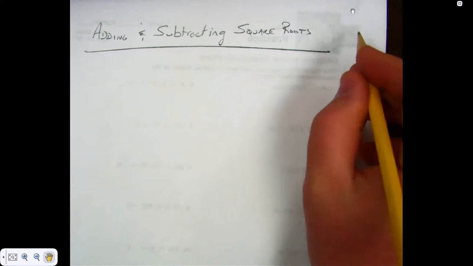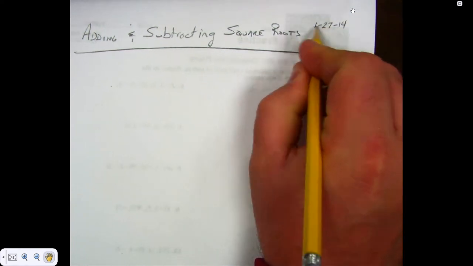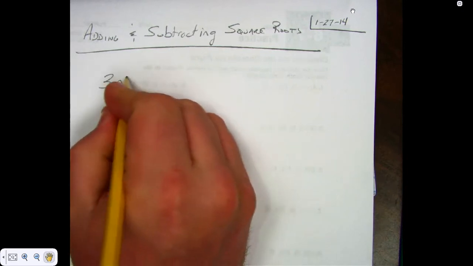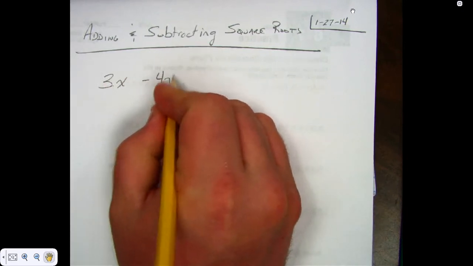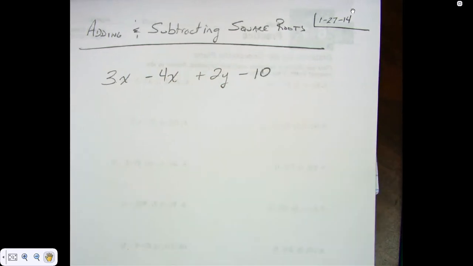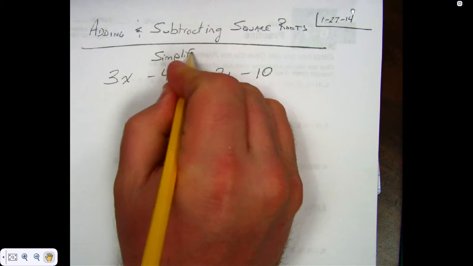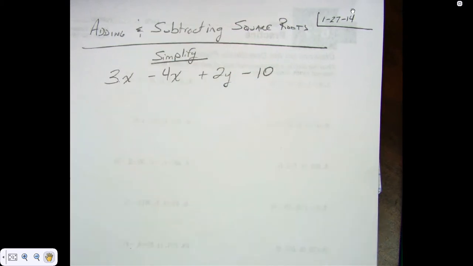All right, adding and subtracting square roots. The date, what should we put on this? 1/27/14. Good. Now, okay, could you guys simplify this? Okay, do it for me right quick. Just do it and write it down.